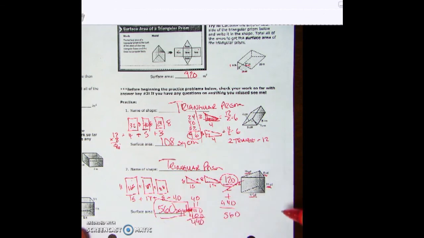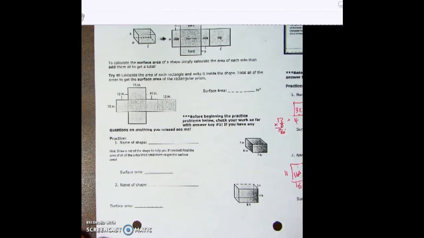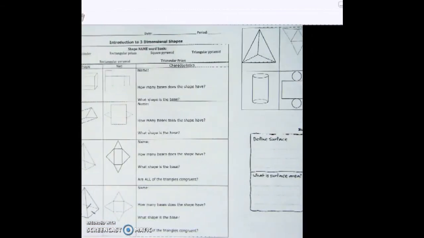560. And that goes through the introduction to surface area of triangular prisms, surface area of rectangular prisms, and explaining the characteristics of all the different shapes.